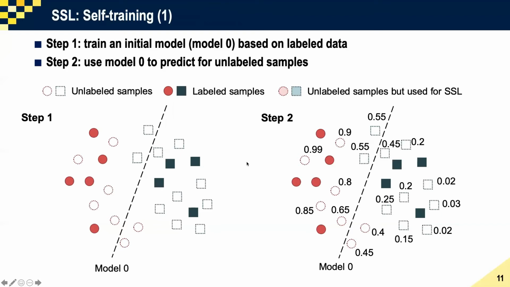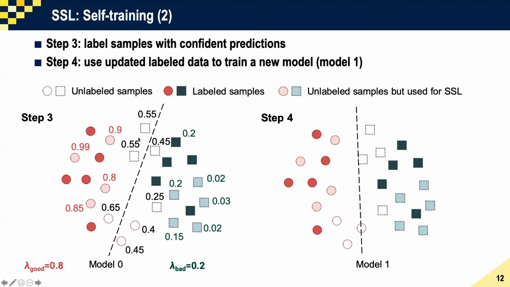Here is a simple illustration of this procedure. In step 1, we train a random forest model, model 0, based on the labeled data, and then use model 0 to predict for the unlabeled samples in step 2. Each unlabeled sample is predicted with a probability. A higher number means it is more probable for the sample to be a good candidate, and a lower number means more probable to be bad.